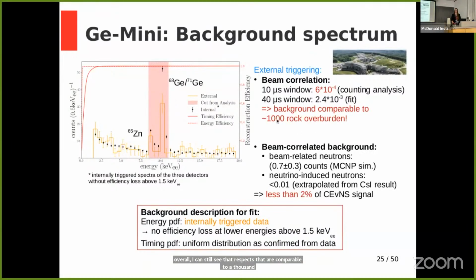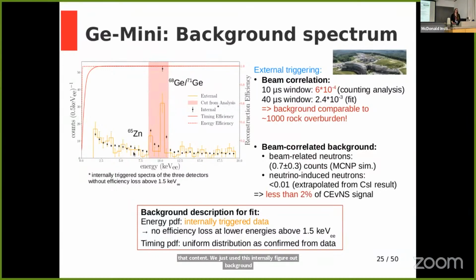And it also turns out, comparing the internally triggered background that has lines here with the externally triggered background with the beam correlation and the shaped wedges, that this gave us a chance to use the internally triggered background as our background model. So we did not do Monte Carlo simulations to describe our background, but we just used this internally triggered background as our PDF for our likelihood analysis.